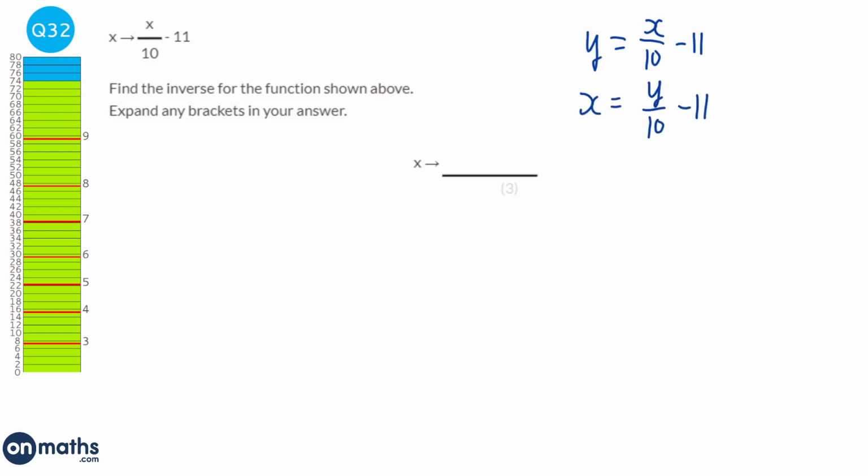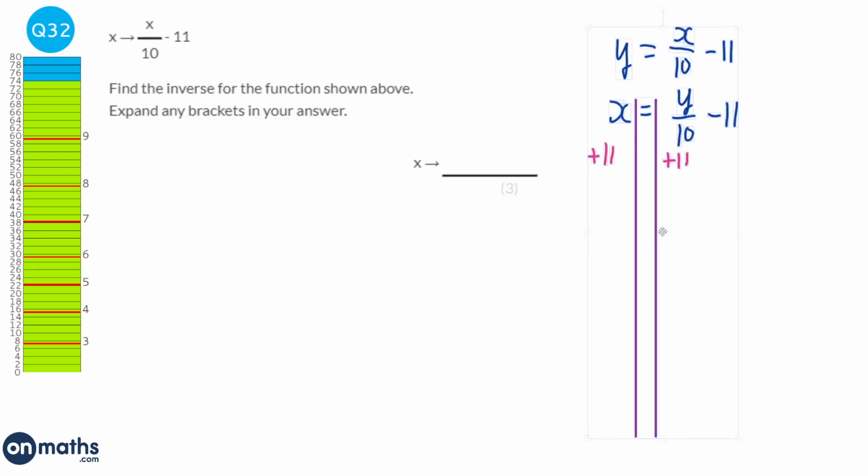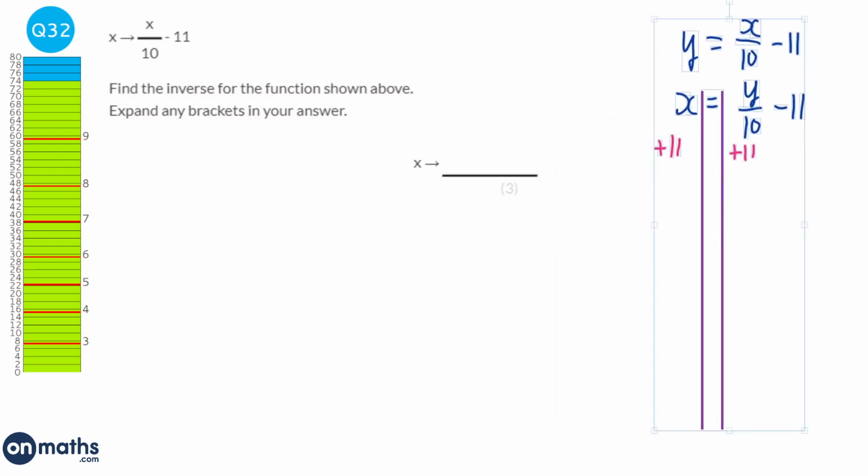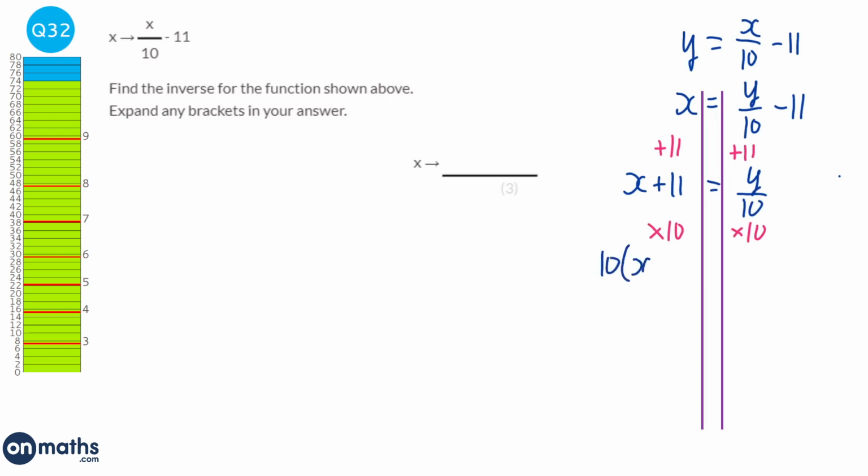Now the objective now is to get the y on its own, to make y the subject. So we're going to first of all add the 11 both sides. And I've made an amateur move here. I've not left myself enough room, so let's just scoot that across. Okay, so add the 11, so it would be x plus 11 equals y over 10. Next thing we're going to do is multiply by the 10 to get y on its own. So it would be 10 brackets x plus 11 equals y. Expand those, it would be 10x plus 110 equals y.